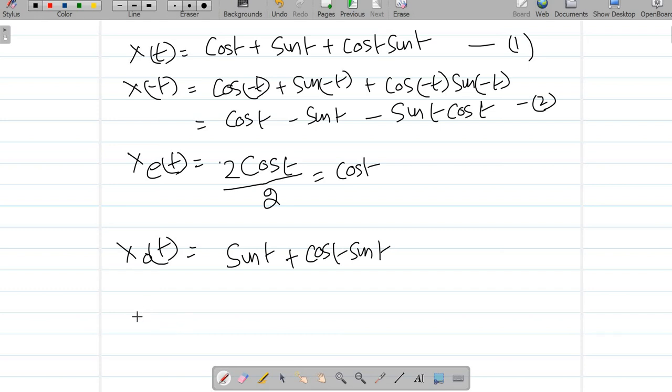Okay, let me take another one. This time I will take the discrete case. Let me take a discrete sequence and try to find out the odd and the even part. Minus 1 and 3. So this sample is at n equal to 0.